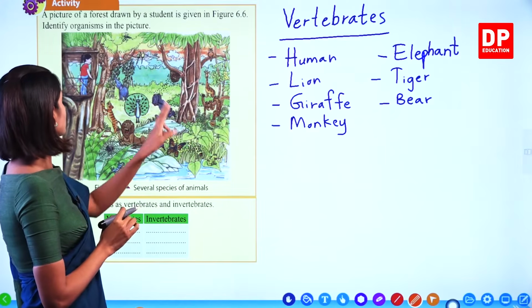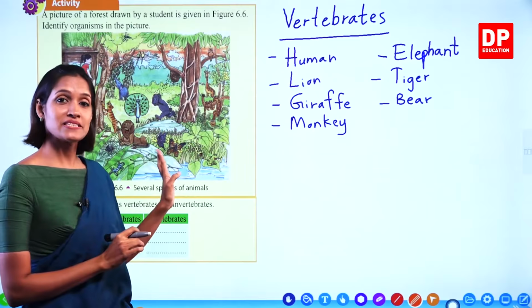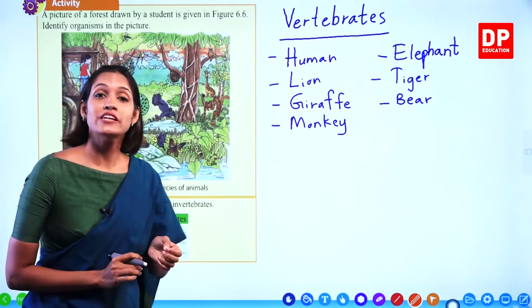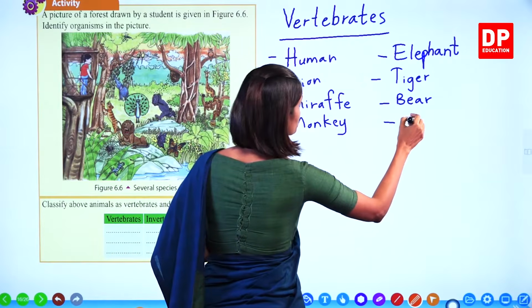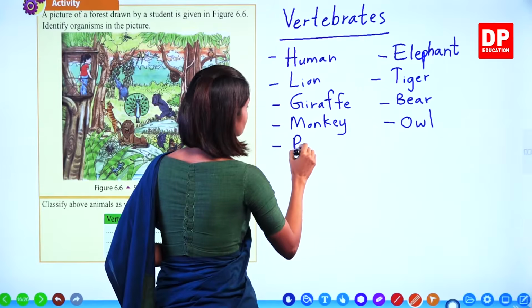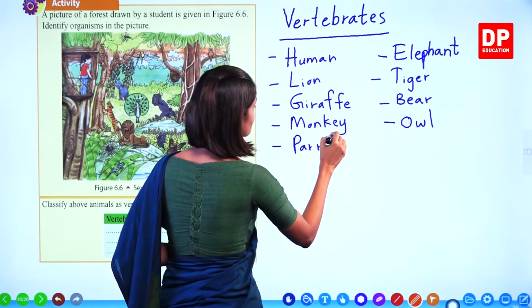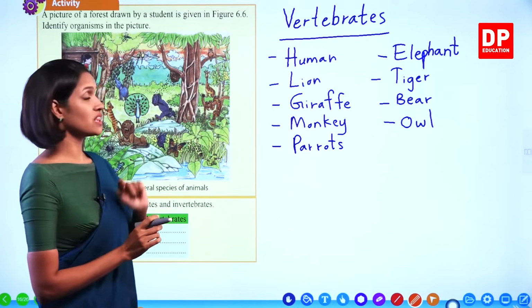And here we can see two types of birds, an owl and parrots. So birds are also coming under vertebrates. So we will write that owl, parrots, right. And what about the python?